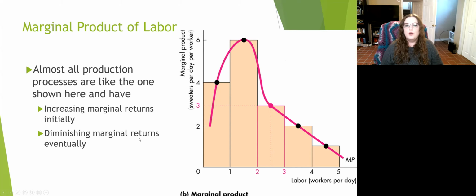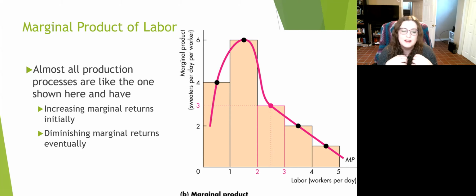So almost all production has these sort of processes where we have the initial jump in marginal returns, and then eventually we have diminishing marginal returns. What does diminishing marginal returns mean? This is a really important piece of language that you're going to need for your homeworks and your test, because it's really, really important as a concept. Diminishing marginal returns to labor means that the more workers that I put in, the less and less extra I'm getting from each of those workers.